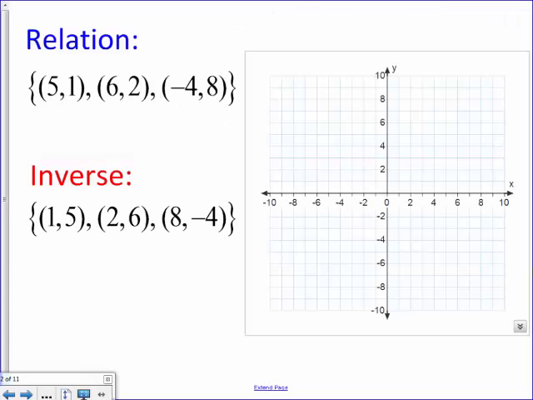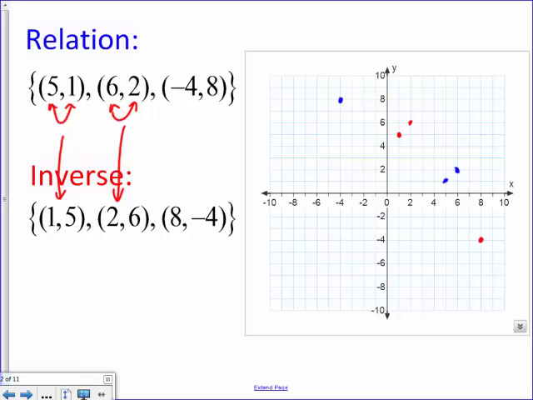So for example, if I have a relation, if I have these coordinates right here, 5, 1, 6, 2, and negative 4, 8. If I wanted to graph, well, let me graph those first. So I got 5, 1, 6, 2, and negative 4, 8. And if I wanted to graph their inverses, I would just flip-flop the x and the y, just like I do to all these guys right here. So 5, 1 would become 1, 5. 6, 2 would become 2, 6. And negative 4, 8 would become 8, negative 4.